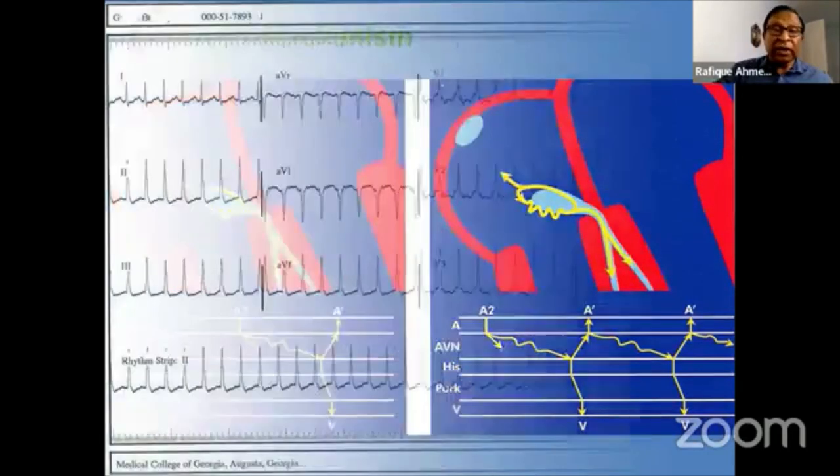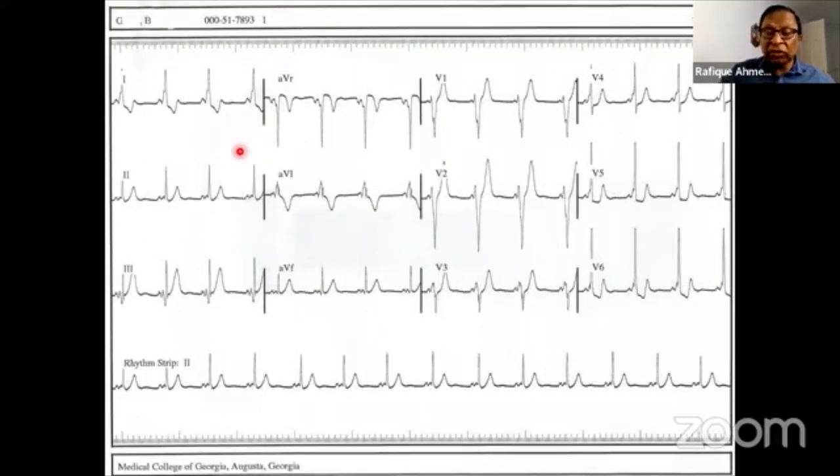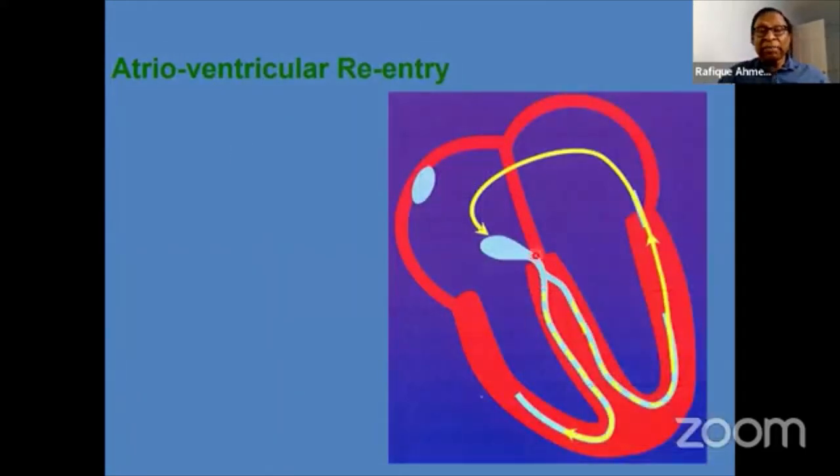So this is another patient with narrow QRS tachycardia. I can see a P wave here, and my feeling was this is atrioventricular reentry. Clearly, this patient had WPW syndrome, and it was atrioventricular reentrant tachycardia. The way it happens is that electricity goes down through the AV node and His bundle, and then comes back through the accessory pathway and goes around. Because it is going this way, most of the time it will be narrow QRS, unless there is underlying left or right bundle branch block, or rate-dependent bundle branch block. On the other hand, if the electricity goes down the other way, then I will have a wide QRS tachycardia, which is antidromic atrioventricular reentrant tachycardia.